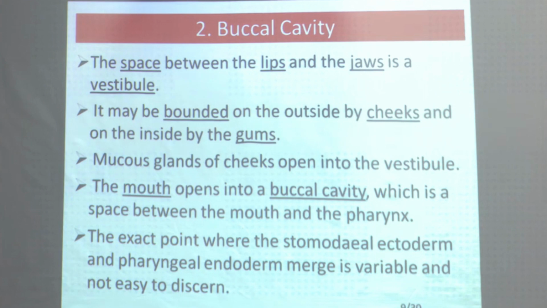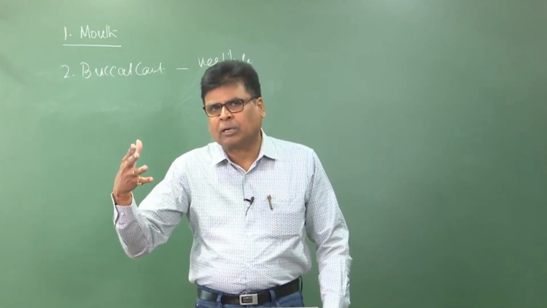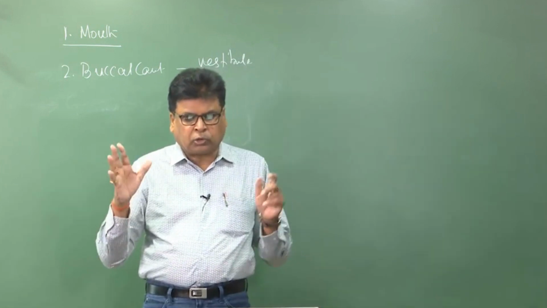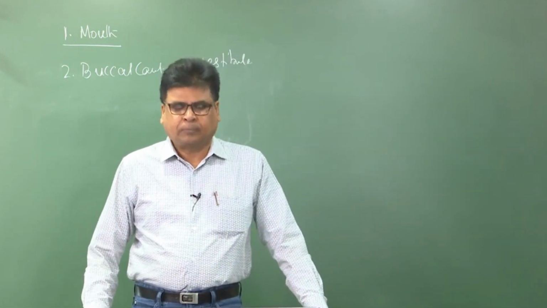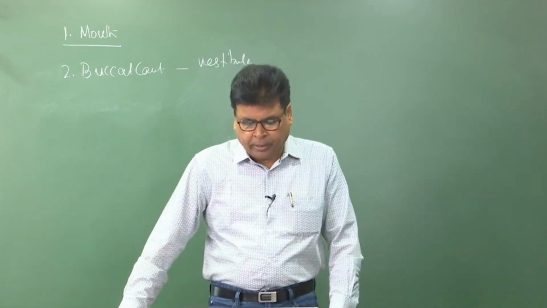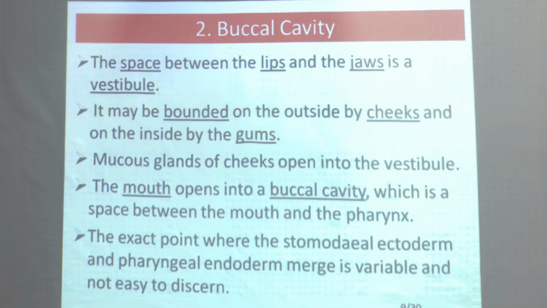The mouth opens to the buccal cavity, which is a space between the mouth and the pharynx. That means below the buccal cavity the pharynx is there, and outer to the buccal cavity the mouth is there. The exact point where the stomodeum, that means the mouth, or stomodeal ectoderm and pharyngeal endoderm merge is variable and not easy to ascertain, that is, to discern.